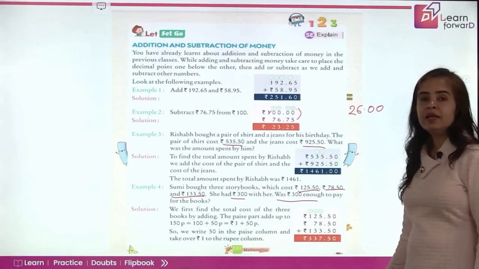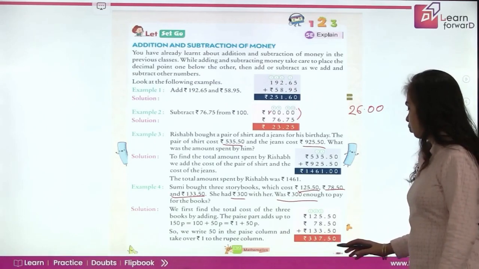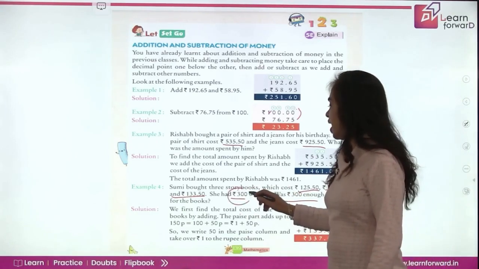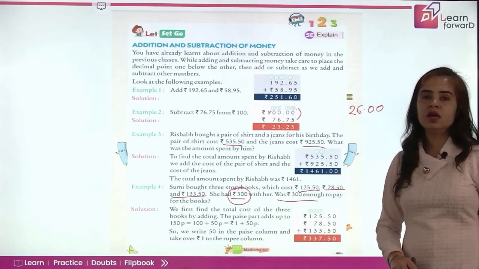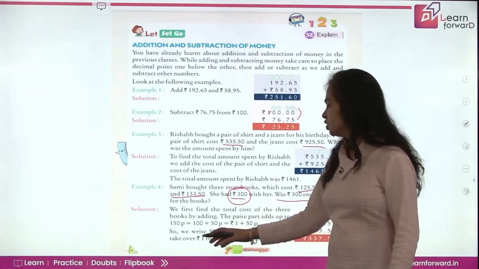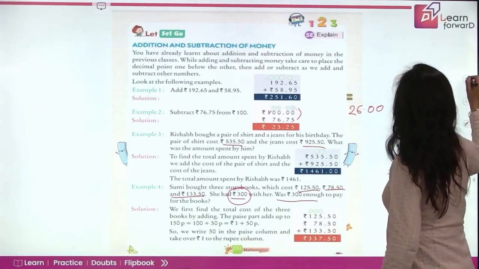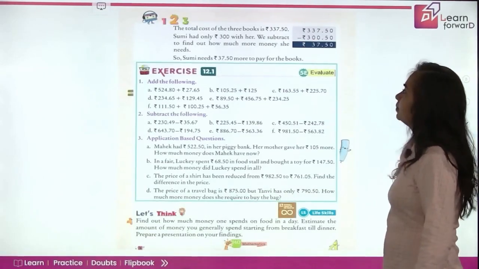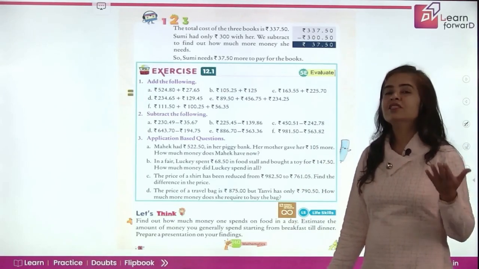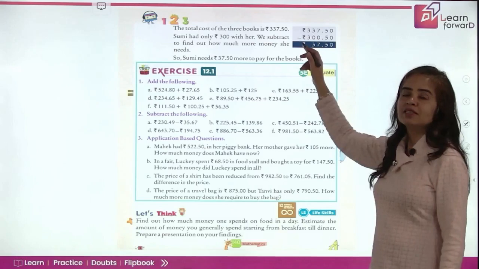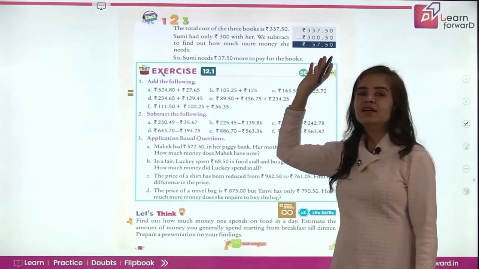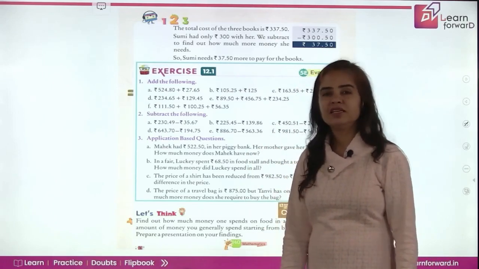So when you add them up, you get rupees 337.50. But how much money does she have? She has only rupees 300. So do you think this amount is sufficient? No, this was not sufficient to buy all the 3. So she needs to pay more. Now how much does she need to pay more? So from that total, you will be subtracting 300.50 and you will get the remaining money that she needs to buy.